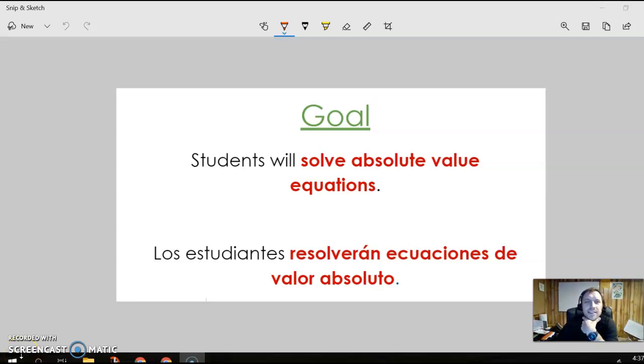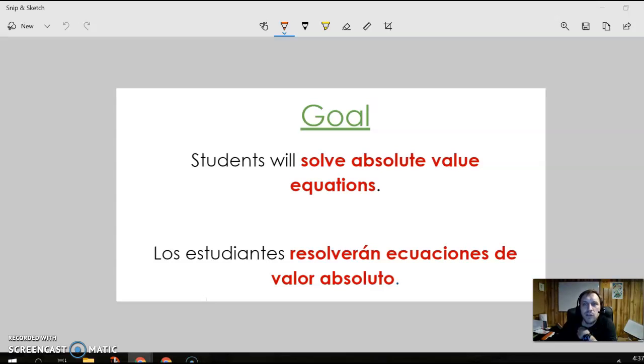Hey students, this is the lesson from Tuesday, January 5th, where our goal was to solve absolute value equations. I want to walk through some of the highlights from this. Make sure you take a chance to pause and ask any questions that you have as we move forward.